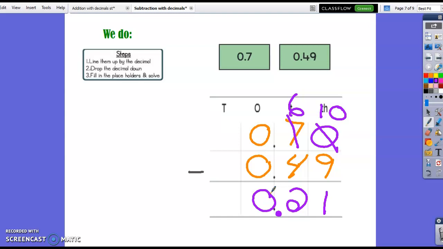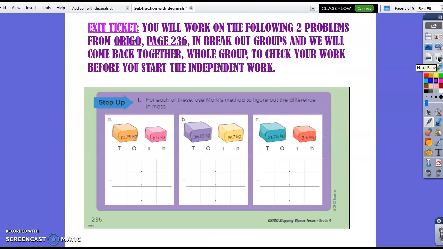We have walked through 3 questions. Make sure that you have these examples written in your journal to refer back to. And the next part that we are going to do is our exit ticket. You are going to go out into breakout groups. You need to find your Orgo student journal. It is on page 236.